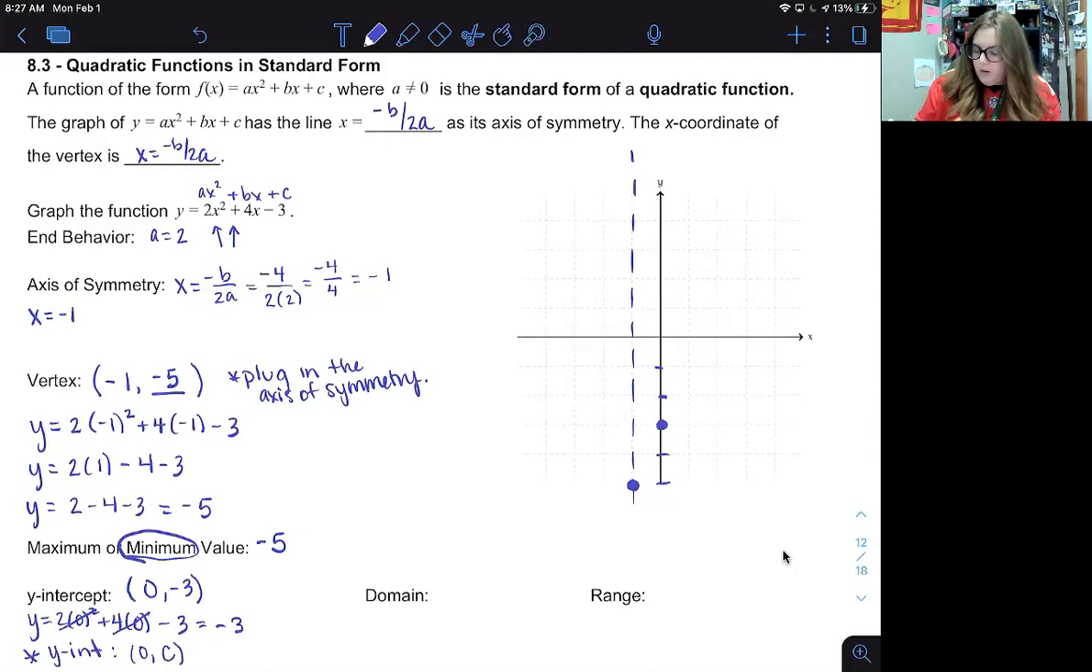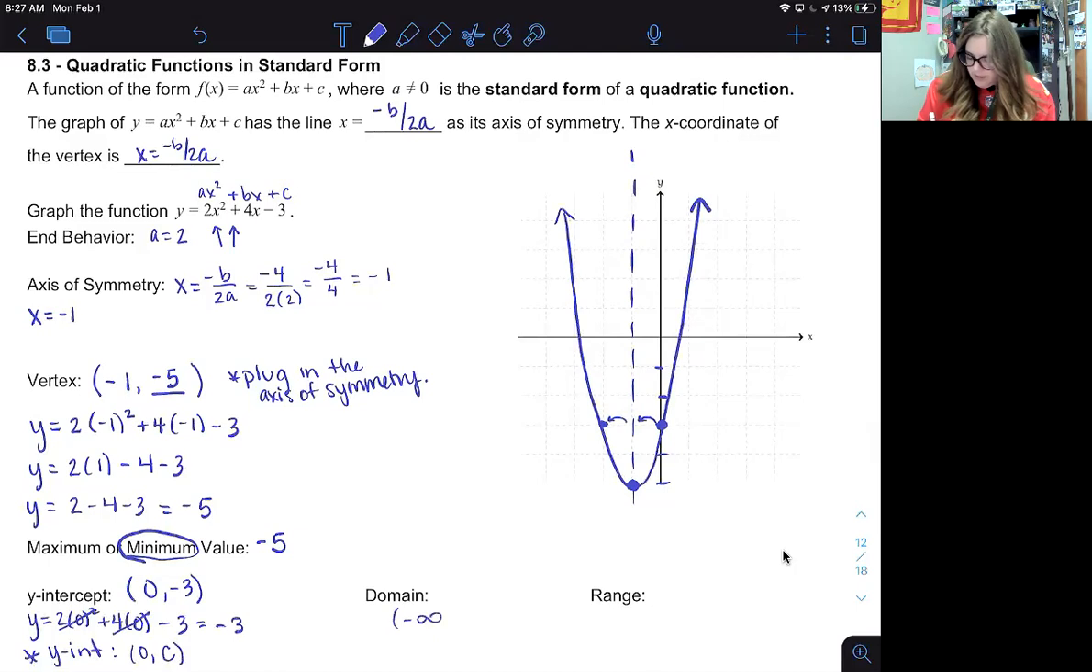And then we're going to reflect. So we count 1 to the line, which means we're going to go 1 away from the line. And then we're just going to sketch our graph. And there you go. All right, so we know our domain is negative infinity to positive infinity. And our range, our bottom y value, or our minimum, is negative 5. And we're continuing up to infinity.